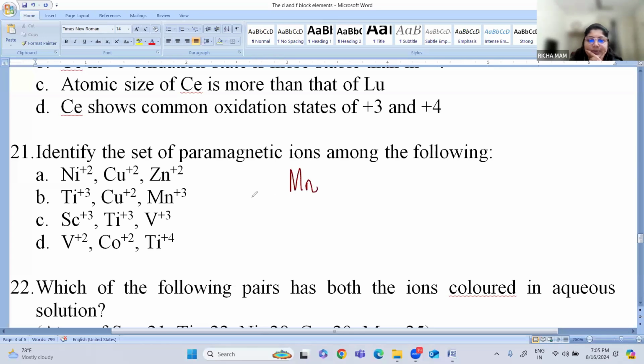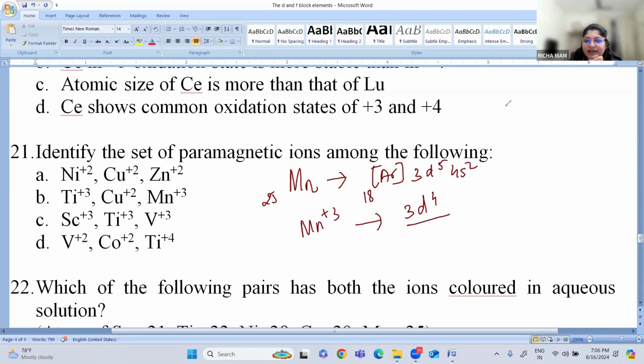If I write for Mn, Mn is 25, so it will be argon 18, then 3d5 and 4s2. So Mn +3 will be 3d4. Now here 4 electrons are present. Then if I write for titanium +3: titanium is argon 18, 3d2, 4s2. So when it is titanium +3, it will be 3d1. Okay, so here 1 electron is present.